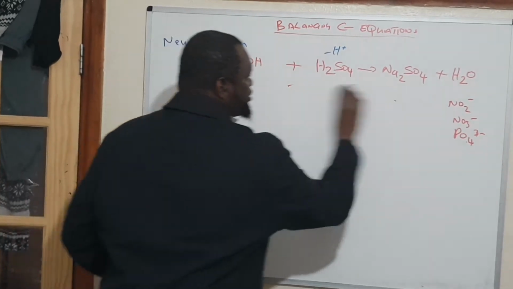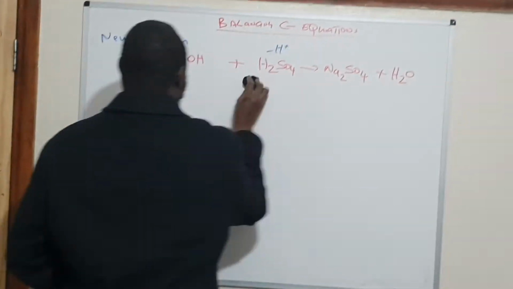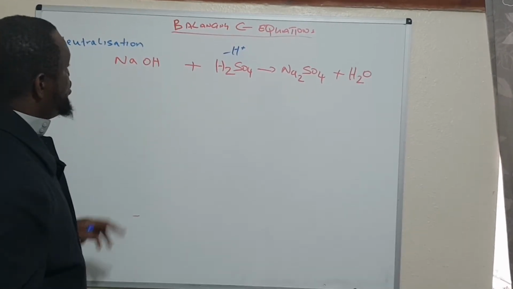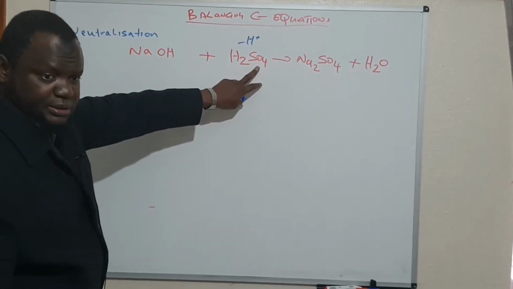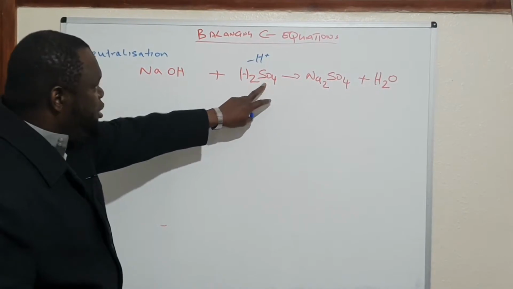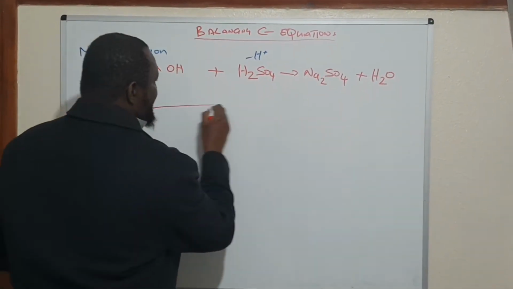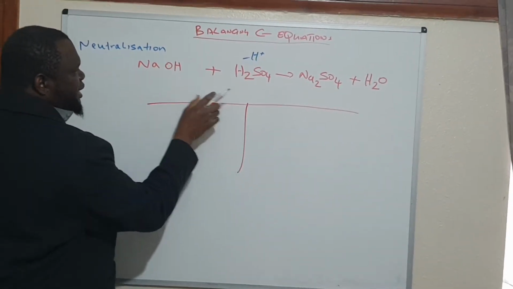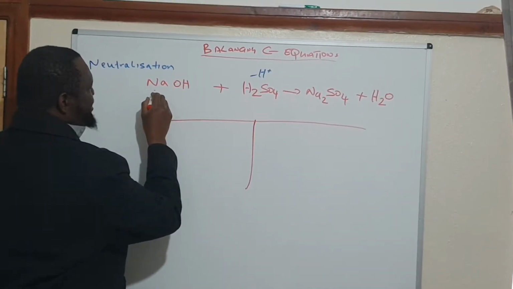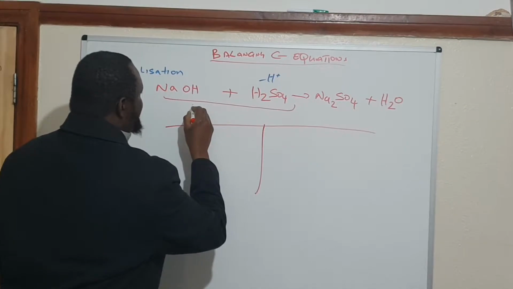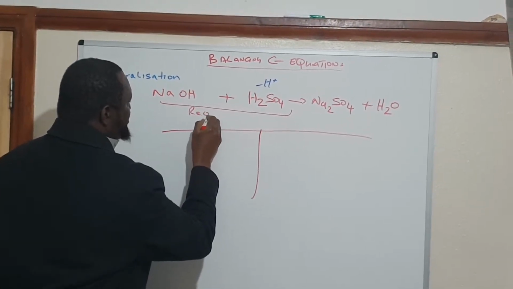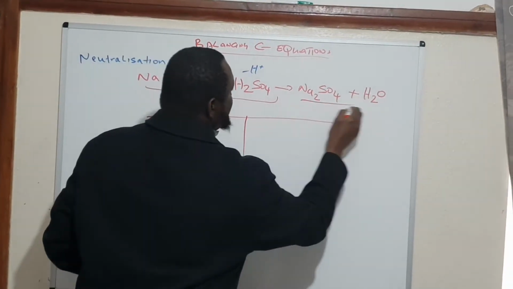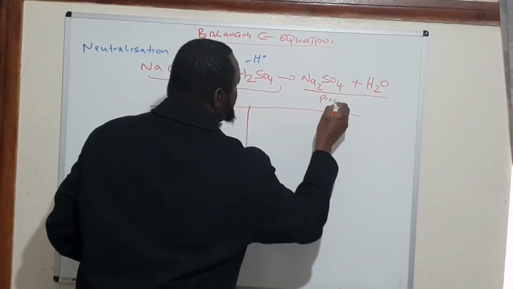When we do balancing equations, we have to be careful of these polyatomic ions. Now, what we do is draw a line. You put the ions in the product here. The ones that react are called the reactants, because they react. And this side is called the products.